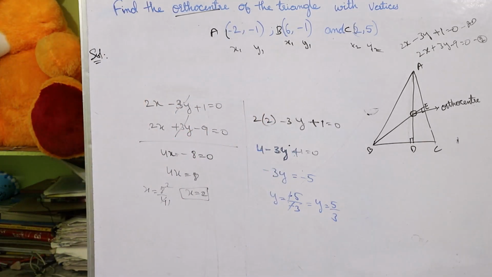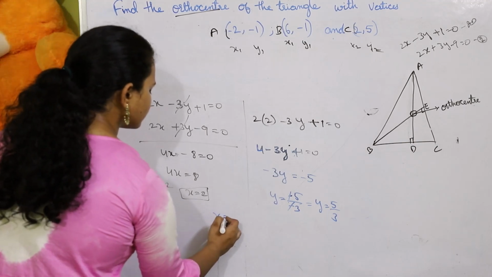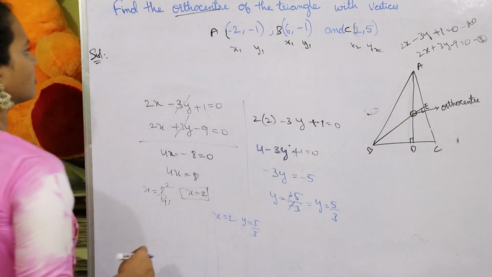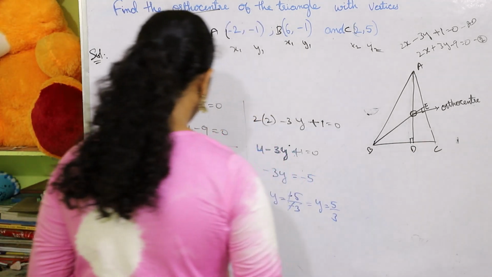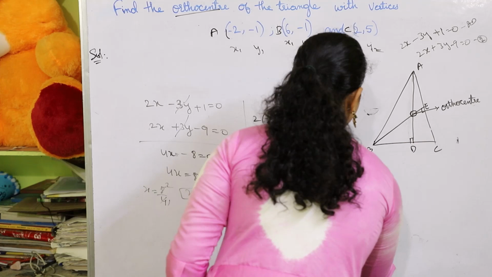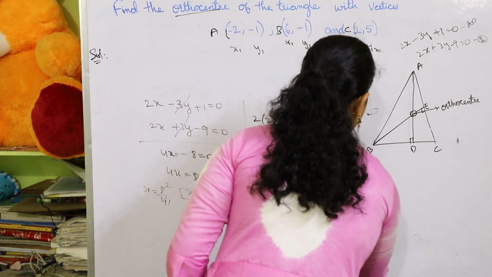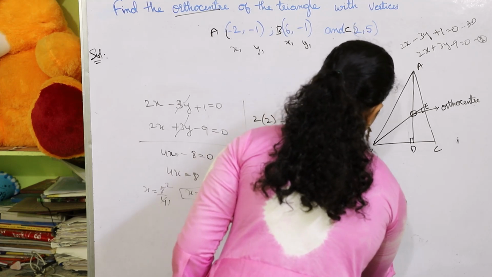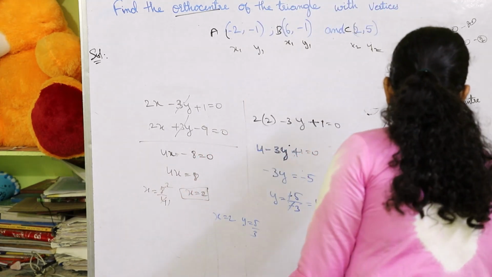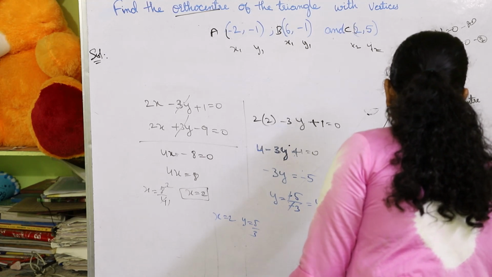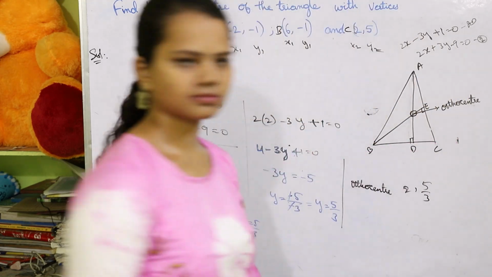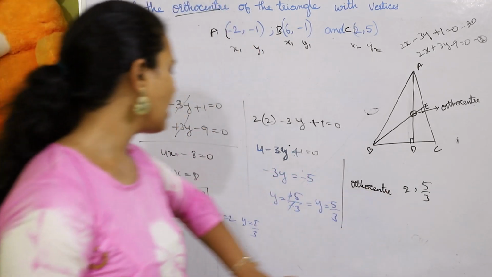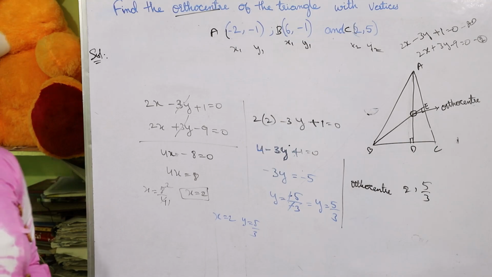Clear? So guys, here I can say where x is equal to 2, y is equal to 5 by 3. The point of orthocenter, or the points of orthocenter, is equal to (2, 5 by 3). Clear? Hope you got it. Thank you.